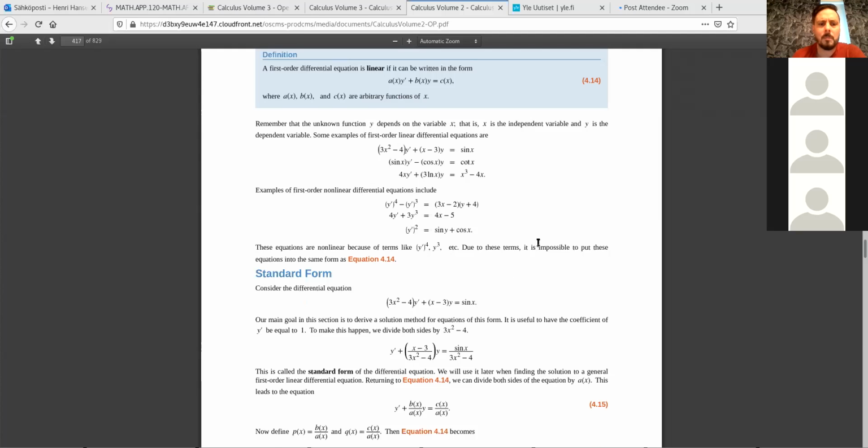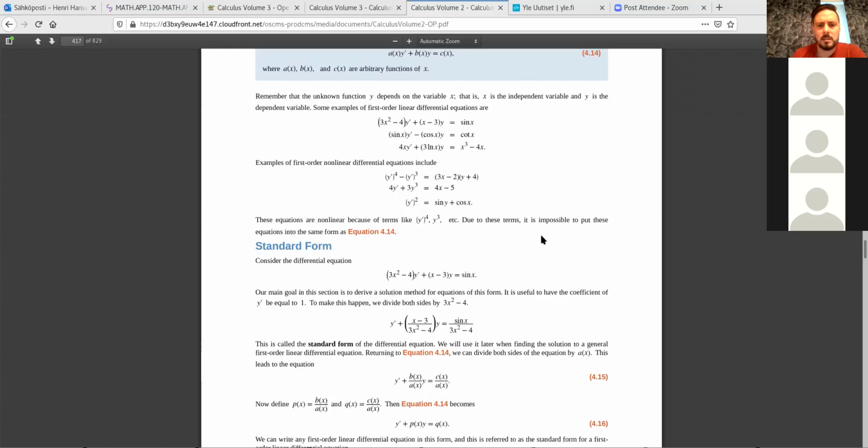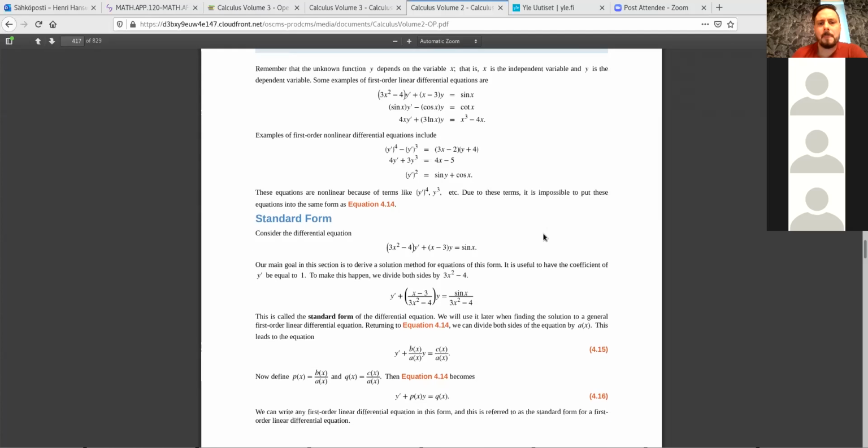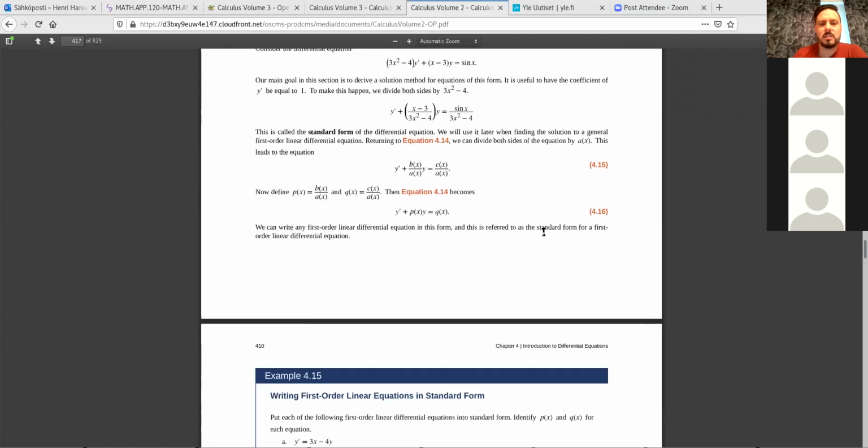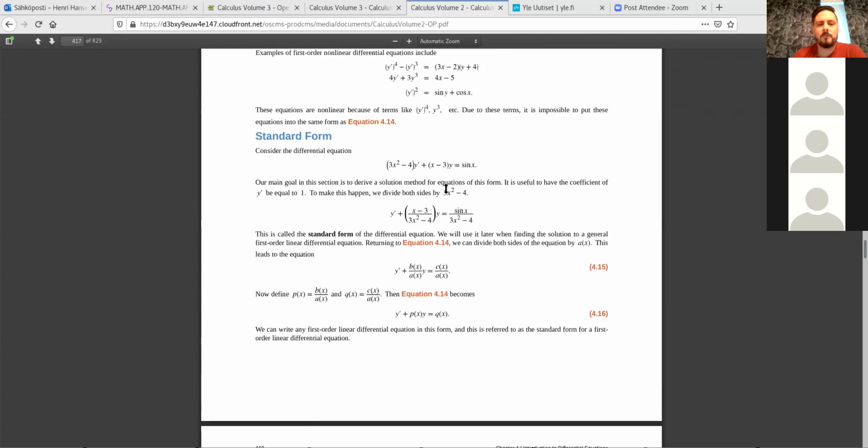Take a look at a couple of these equations. We talked about the standard form, which is easier to solve. In the standard form, the coefficient of the y prime is transformed into 1. So we divide by the coefficient of the first derivative of y, because there's only this in this linear equation. It's fairly simple. So this a(x), if you will.